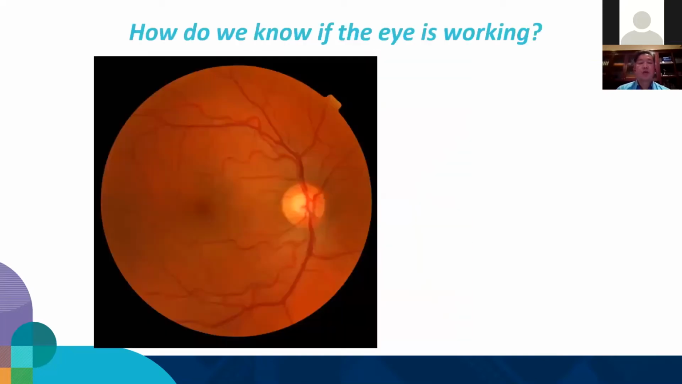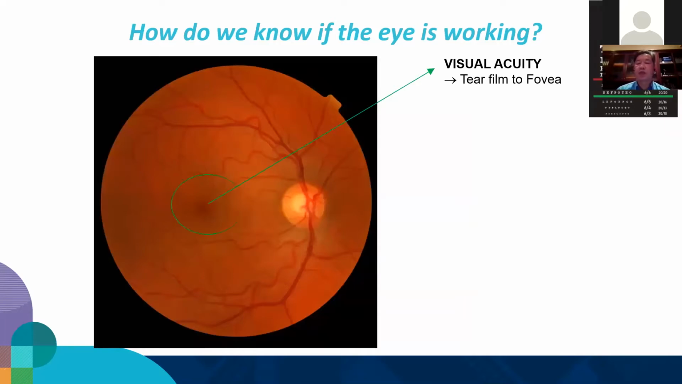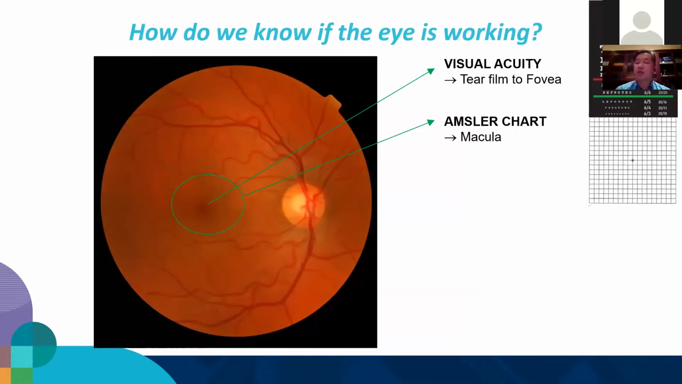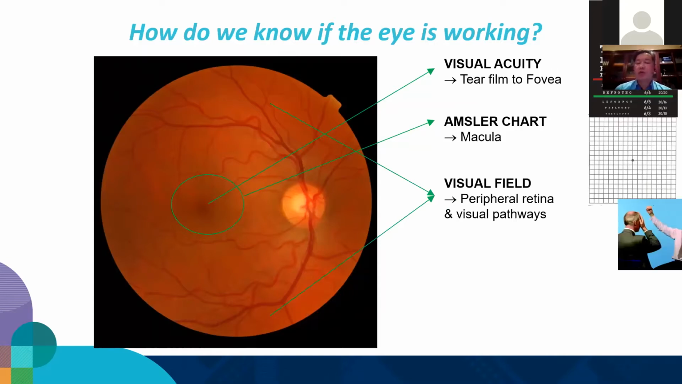Okay. So how do you know if the eye is working? Well, we test the visual acuity. Basically, it tests any problems from the tear film, cornea, lens, vitreous, all the way to the fovea. The Amsler chart pretty much is a test looking at the macula. So if the Amsler chart is abnormal, maybe something is going on at the macula there. The visual field is testing the peripheral retina and the visual pathways there.